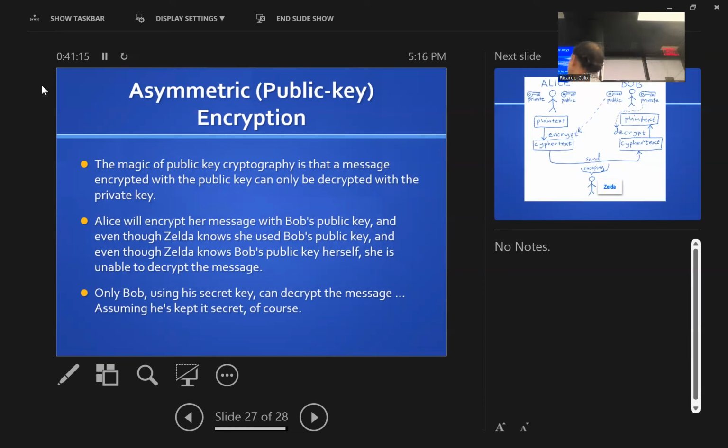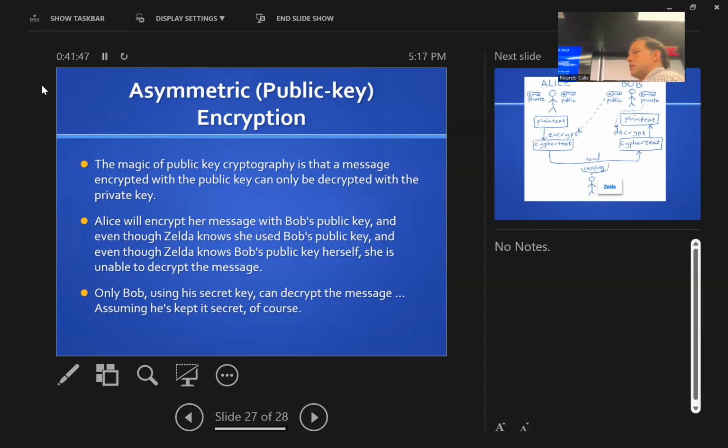So asymmetric is also called public key encryption. The magic of public key cryptography is that a message encrypted with the public key can only be decrypted with the private key. Okay, that's the corresponding one, right? So you generate a public and a private key for each person. So for that public key, the magic of public key cryptography is that a message encrypted with a public key can only be decrypted with the private key.